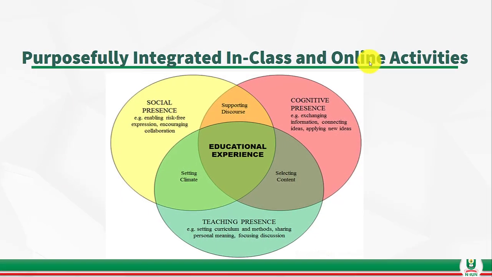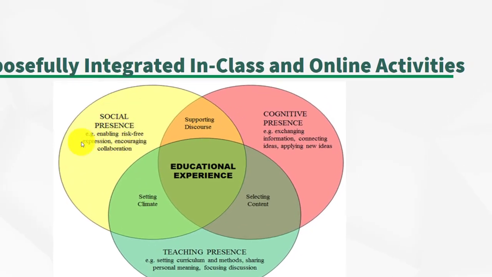Let's quickly look at this. Now, we have social presence. Okay, your blended learning should emphasize social presence. Social presence in the sense that the content should be structured in such a way that there will be collaboration, there will be interaction. Okay. That is social presence. Now, the cognitive presence has to do with the connection of ideas and applying new knowledge. The content should encourage your students to exchange knowledge and apply new knowledge. Okay, that is cognitive presence.